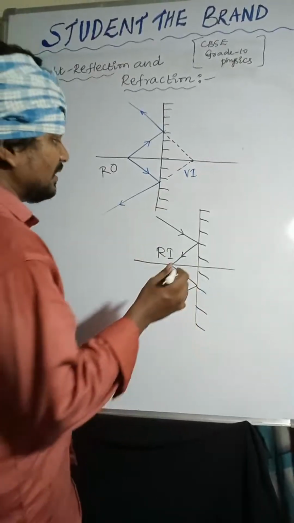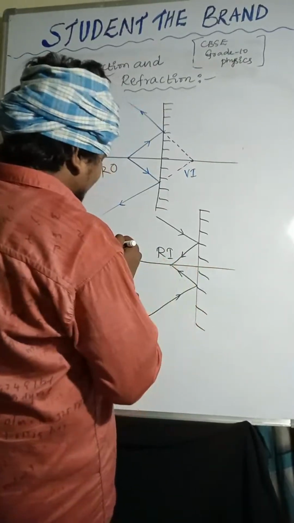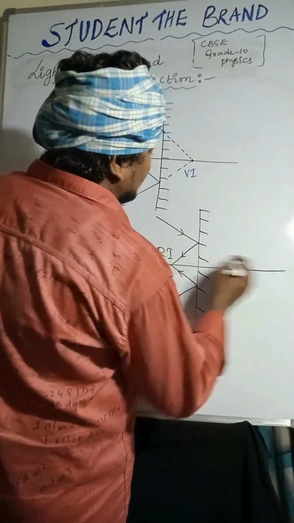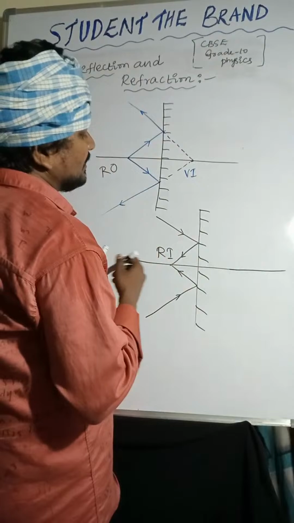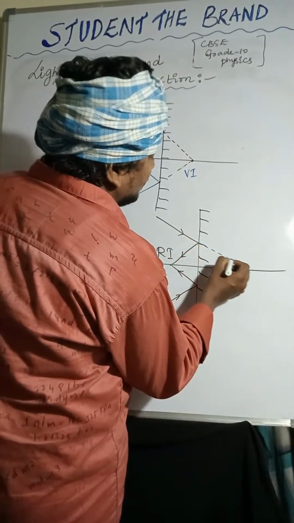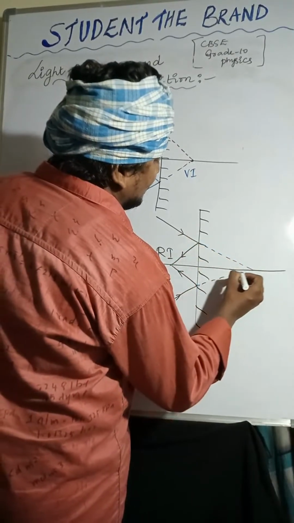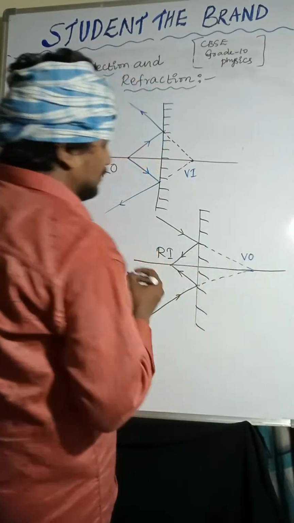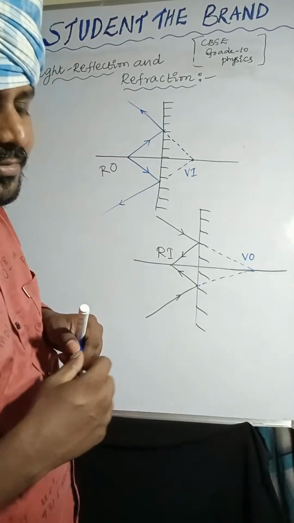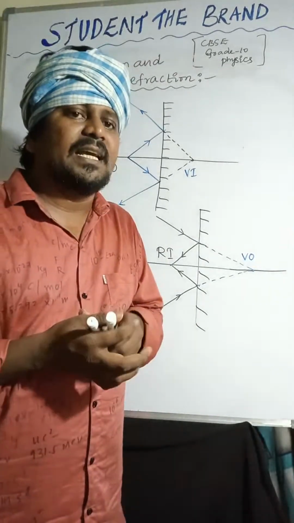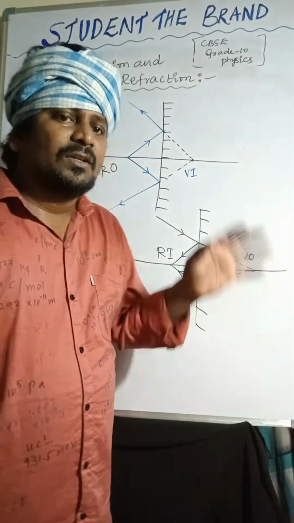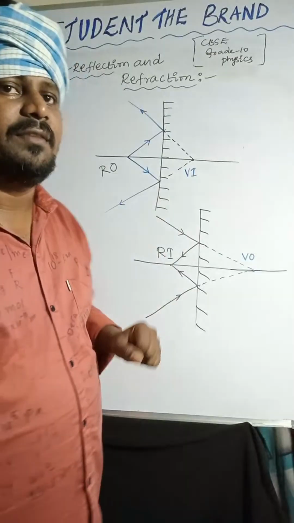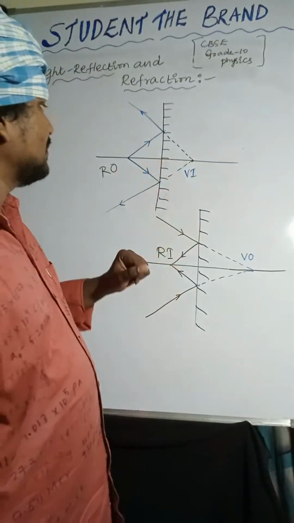We are extending these incident light rays. Extended incident light rays are meeting at one point. Their virtual object is forming. Once again, be very clear with that. So concept is very important. Be very clear with the concept.